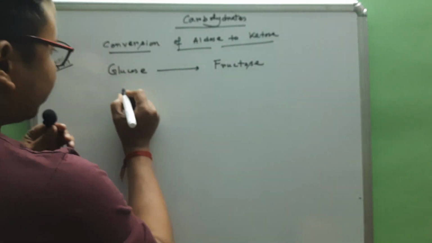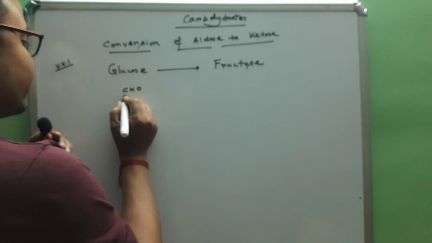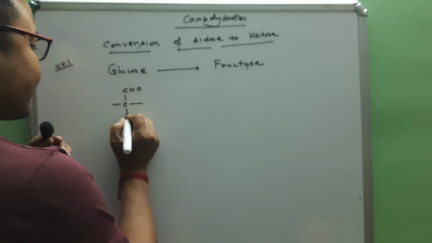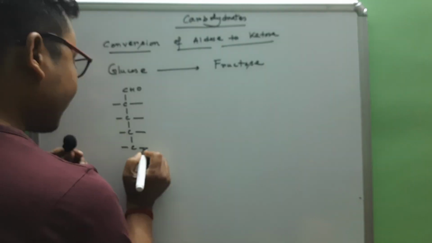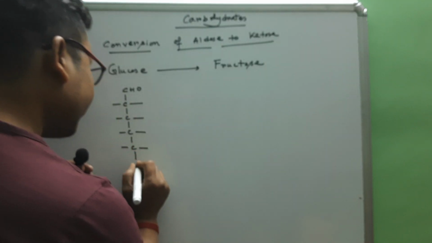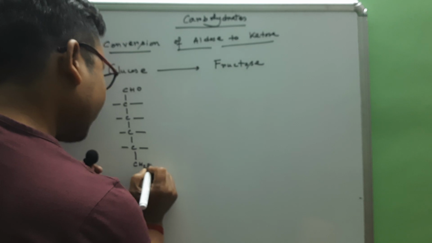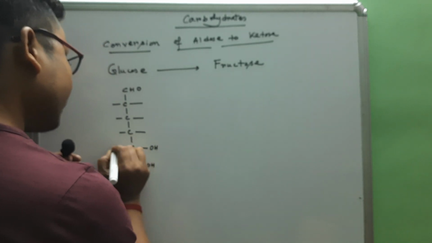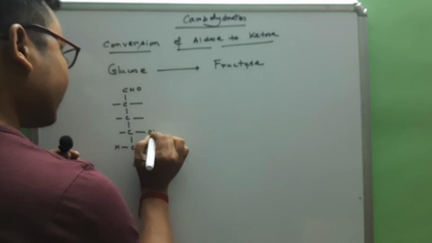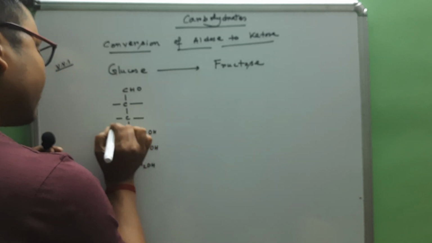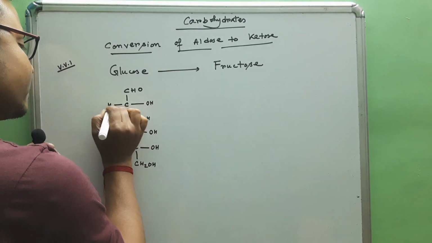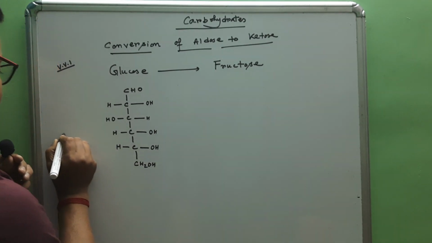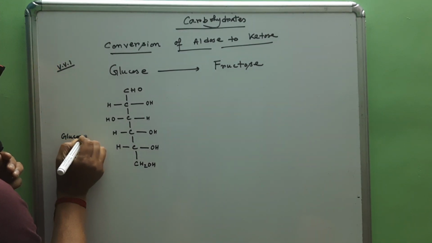So what is the structure of glucose? Starting with the structure of glucose, this is the open chain structure of glucose. Treat the glucose molecule with phenyl hydrazine.